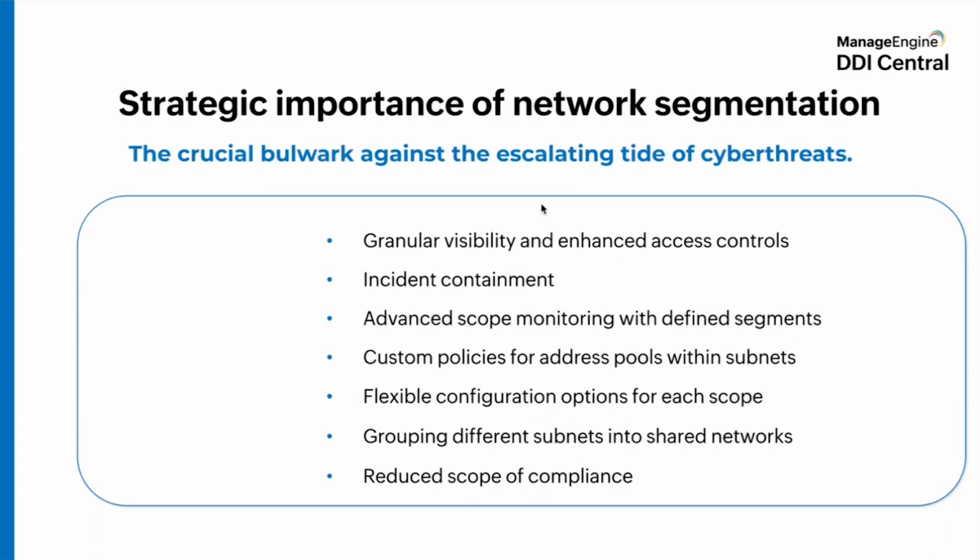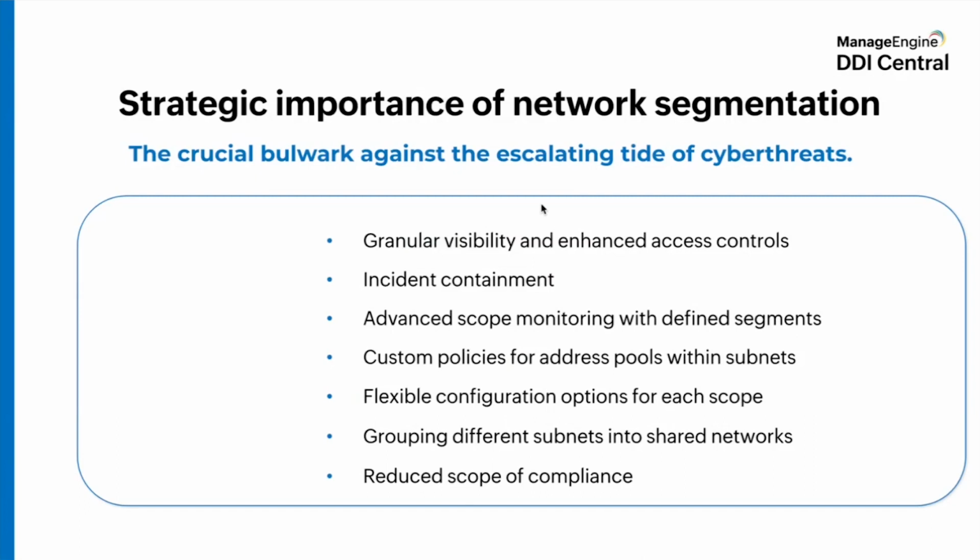This granularity is critical for identifying and responding to suspicious activities quickly. Network segmentation guides your network administrators where to look in the event of an incident or capacity exhaustion. In the event of a security breach, segmentation helps contain the impact to a limited area, preventing the spread of harmful effects across the entire network. Advanced scope monitoring with defined segments provides network administrators with a visual breakdown of IP addresses within the scope based on their availability status and capacity thresholds, ensuring effective capacity planning and resource optimization.